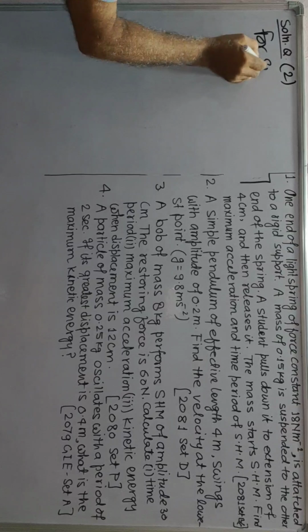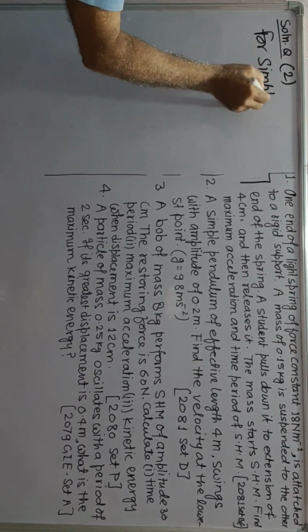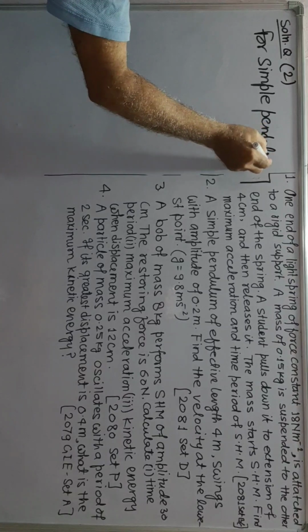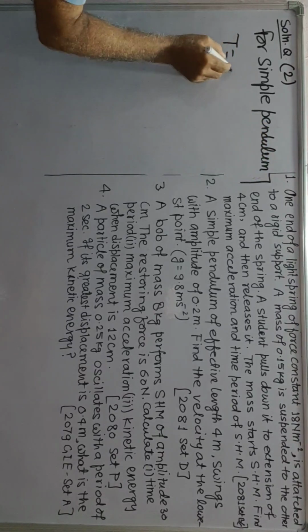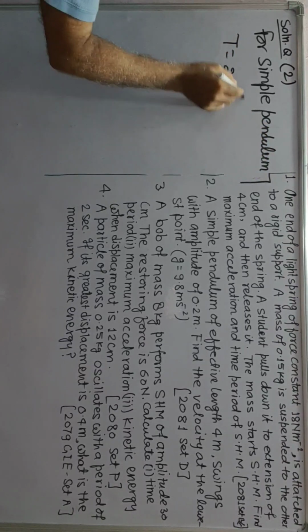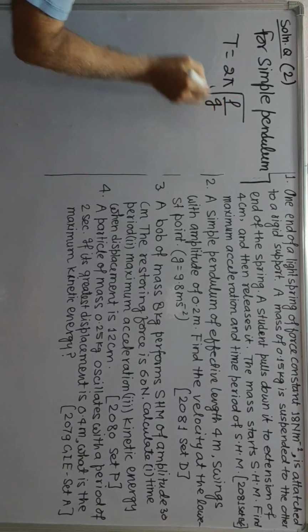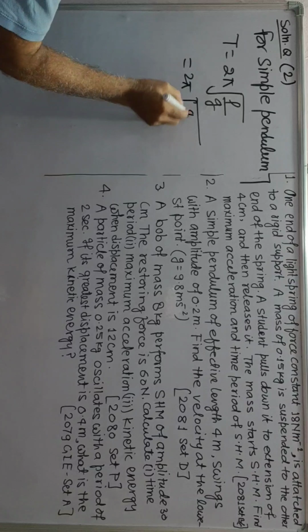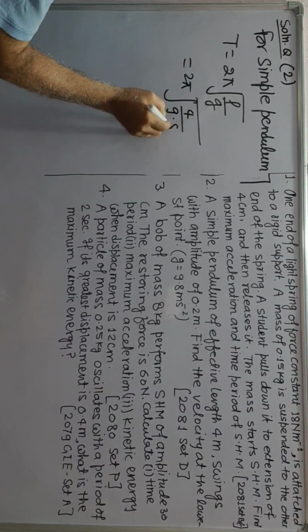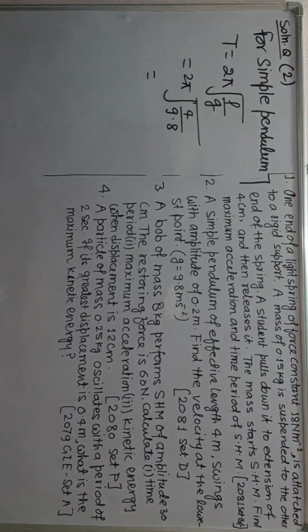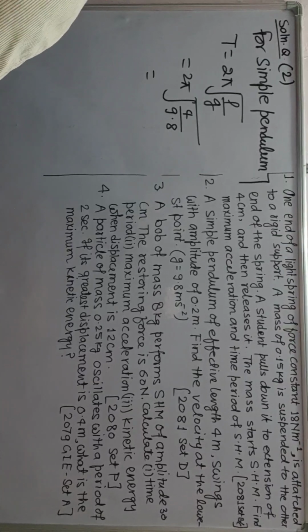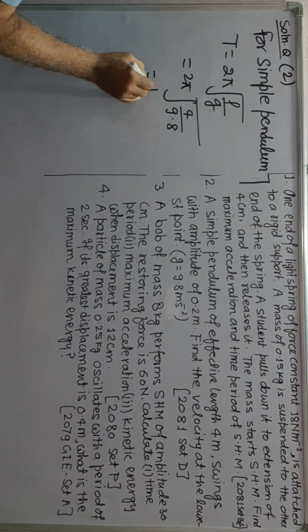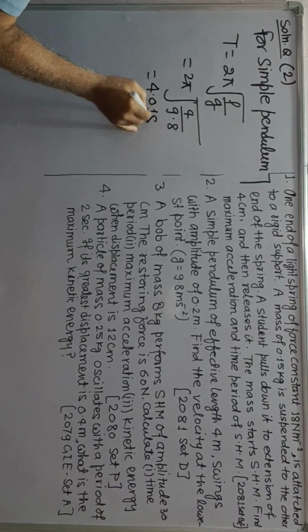For simple pendulum, time period is given by 2 pi under root L by g. So, it will be 2 pi under root 4 upon 9.8, which gives time period as 4.01 second.